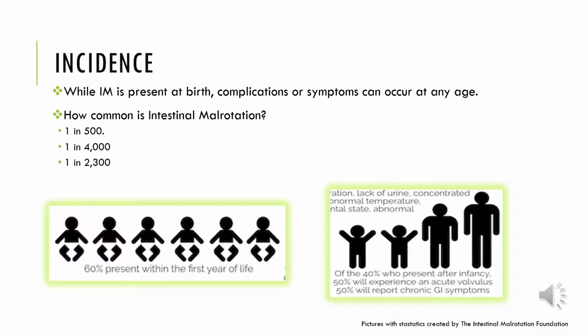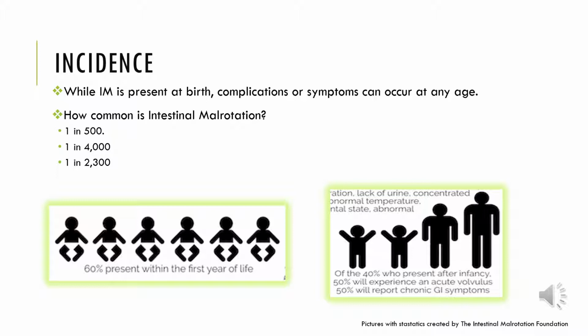How common is intestinal malrotation? The exact incidence of intestinal malrotation is unknown. Birth defects surveillance data indicates that symptomatic intestinal malrotation affects between 2 and 3 out of every 10,000 babies in the United States, or about 1 in 4,000 babies each year. However, there is a 40% chance of those affected by intestinal malrotation that they are diagnosed after age 1, meaning the rate of symptomatic intestinal malrotation is more like 1 in 2,300.